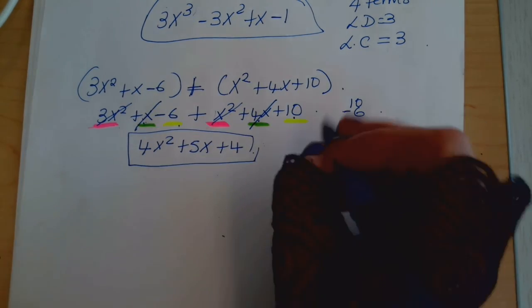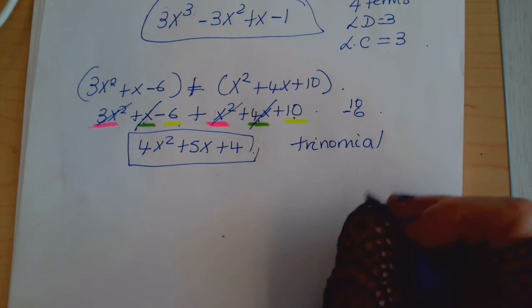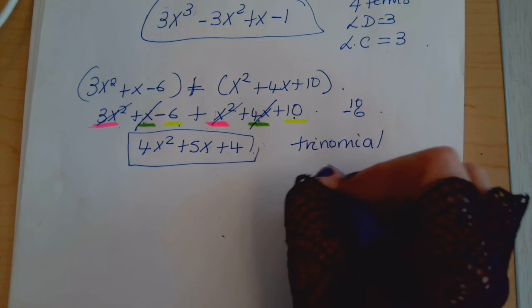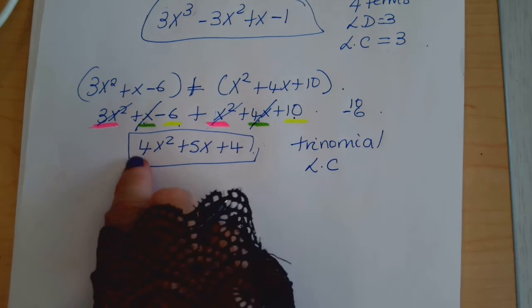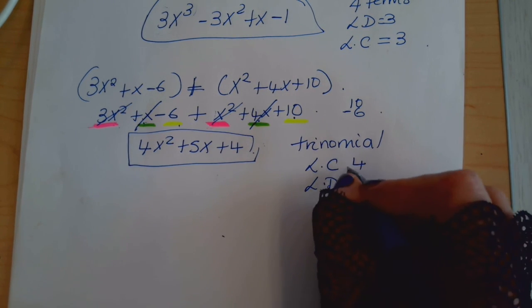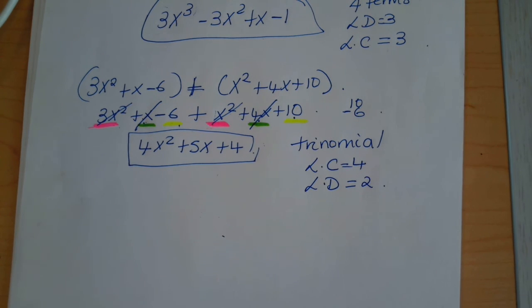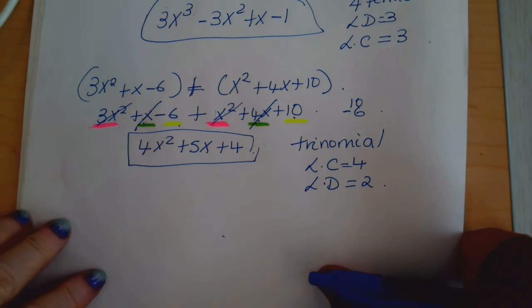Okay? So this is a trinomial. Has 3 terms. Leading coefficient is 4. Leading degree is squared. Okay? So I'm reinforcing it so you see it again and again. The next one we're going to do is subtraction. So there's just one thing you have to be careful when you're subtracting.